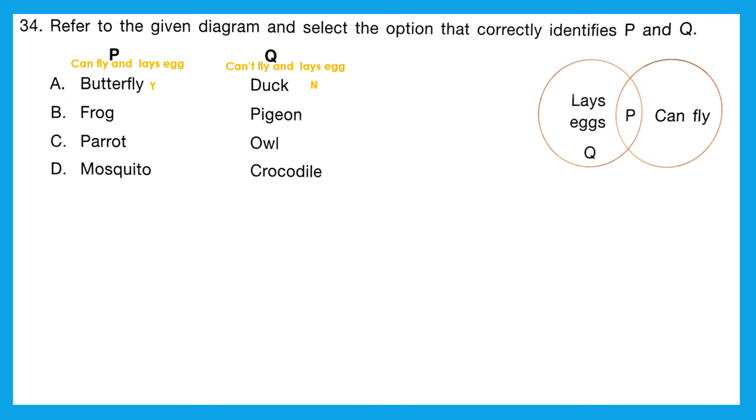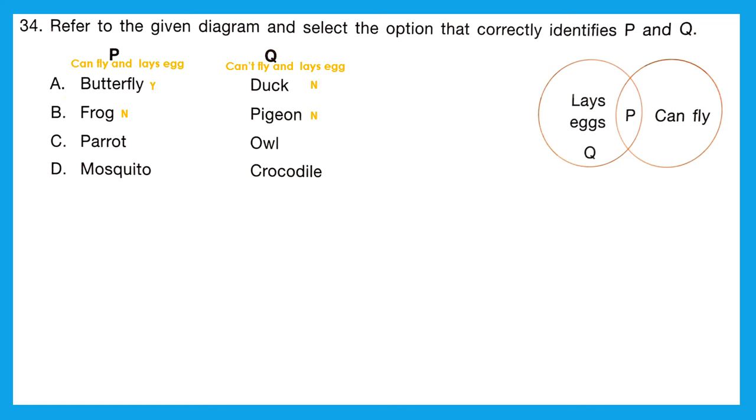Going to the option B, frog and pigeon. Frog cannot fly but they lay eggs. So they are not the fit for the category P, because for P we need the one that can fly and lays eggs. Now under Q we have pigeon. So pigeons can fly and lay eggs, whereas for Q we need the ones that cannot fly, whereas pigeon flies. This is not the right fit.